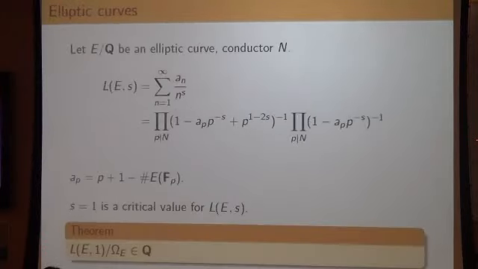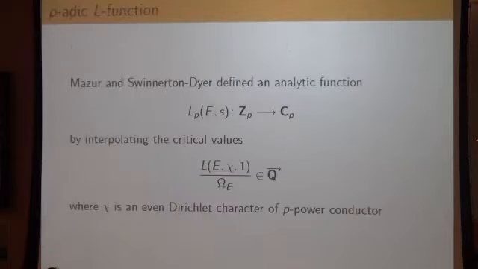I guess it's known that if this is non-zero, then E(Q) is finite, but the other direction is not known. So now that I've said that it's a critical value and that if you divide out by the appropriate period it's algebraic, you can hope to interpolate such things to make a p-adic L-function. Of course, I only told you one value. You can't interpolate one number and make a function out of it. So the idea is that you twist by p-power conductor Dirichlet characters.